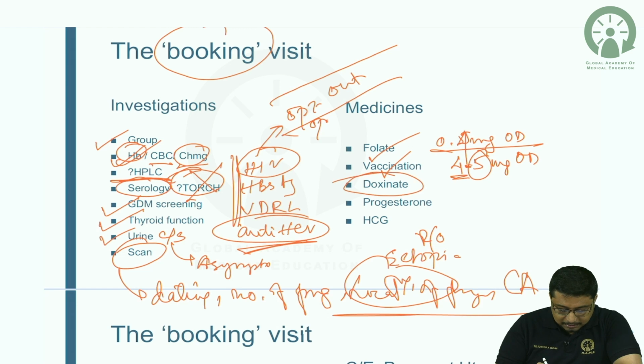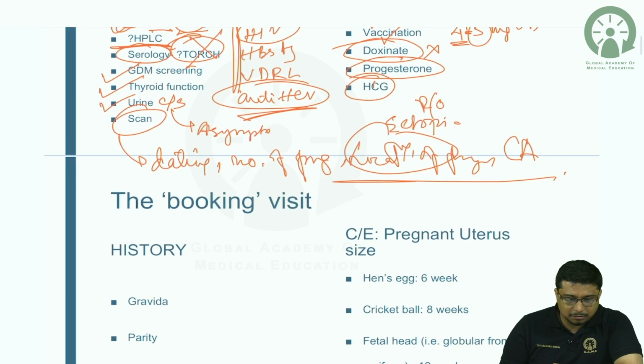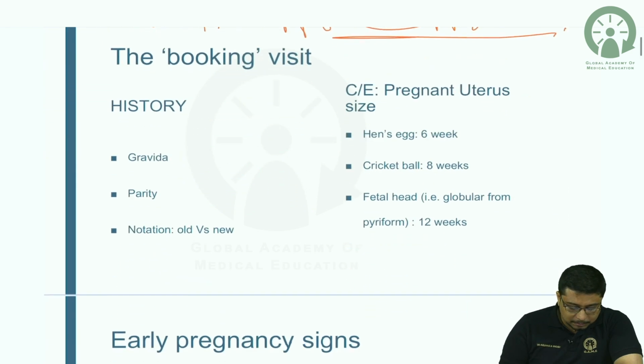Doxinate is not a routine medicine. It is a medicine for hyperemesis gravidarum or excessive vomiting in pregnancy. Progesterone support, again, if it is indicated, if there is a threatened miscarriage or short cervix. And HCG is also a drug which is often used to prevent a threatened miscarriage or support a pregnancy, but otherwise not routinely recommended.